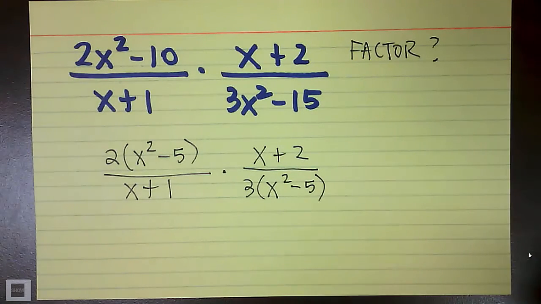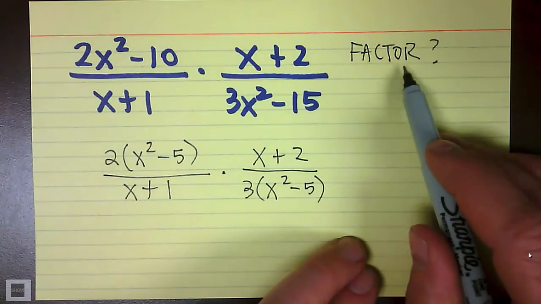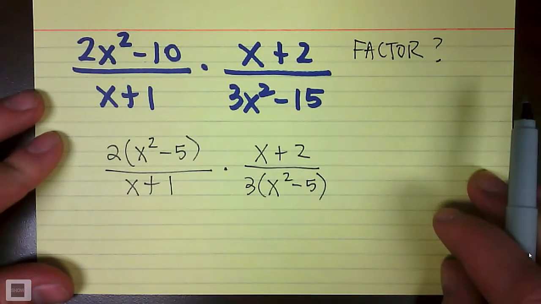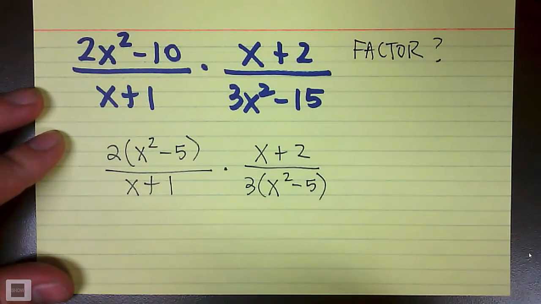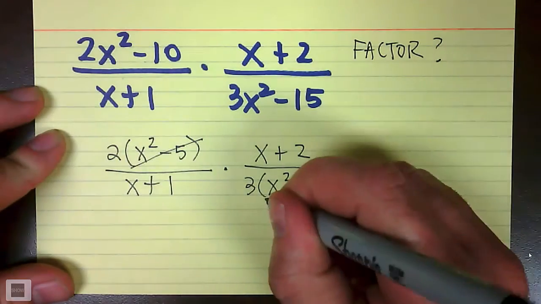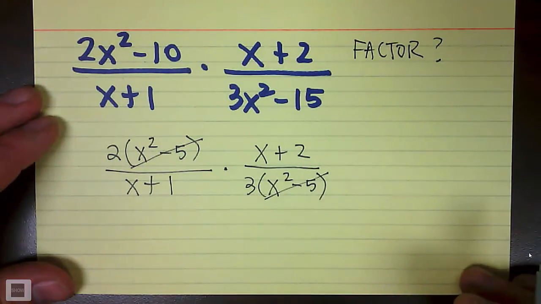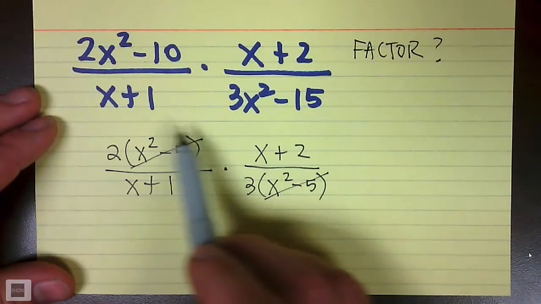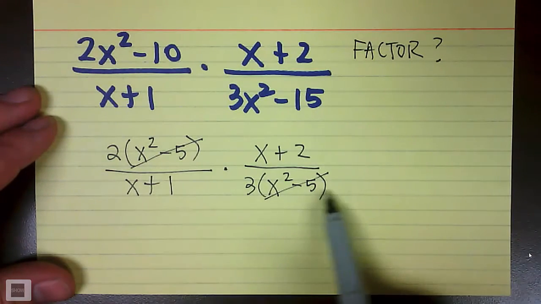Can I factor? That is the question. And when I'm able to factor, does anything cancel? Well, notice I've got an x squared minus 5 top left. I've got an x squared minus 5 bottom right. As long as it's up top, somewhere up top, and if something is the same on the bottom, it doesn't matter where it's at.